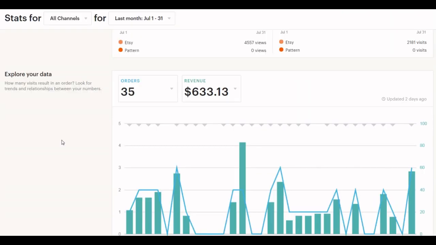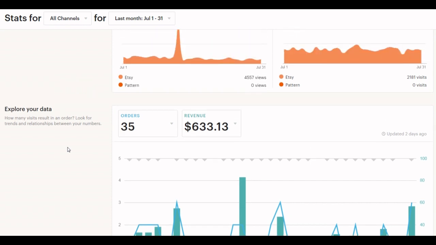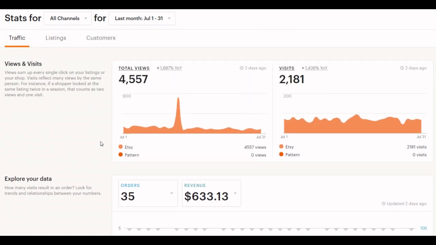Let's just look at the numbers one more time, as a refresher. Total number of orders for July, 35. Total revenue, $633. Just currently on Etsy, I've tried setting something up through Pattern, which is Etsy's option, I guess, to build your own website. But since I already have an online store, I didn't really see a benefit to it. It was mostly an expense.